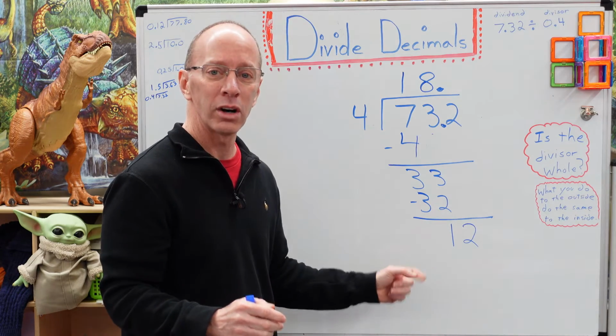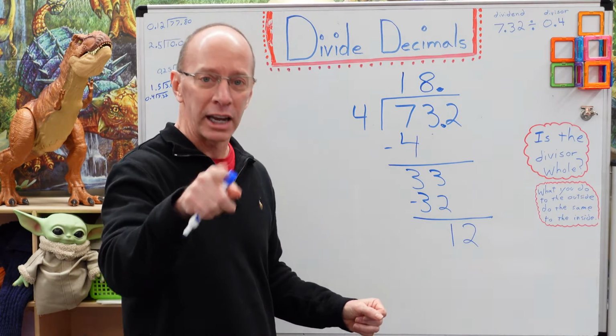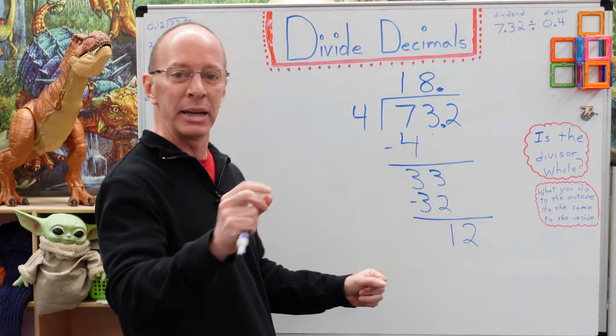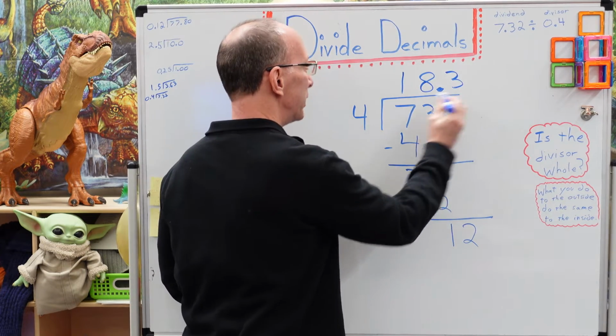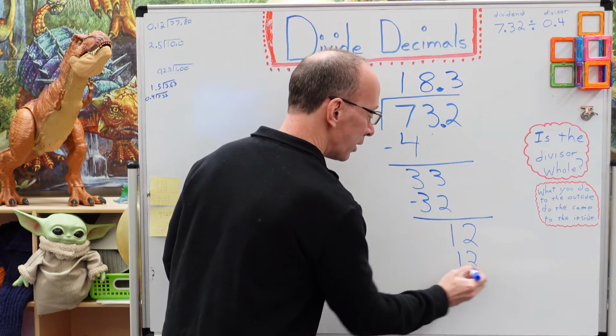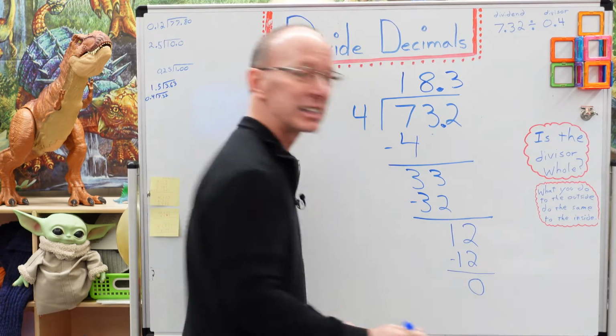4 goes into 12 how many times? 4 times 2 is 8. 4 times 3, 12. Bingo! All right. 3 right here. 3 times 4 is 12 with a remainder of 0.